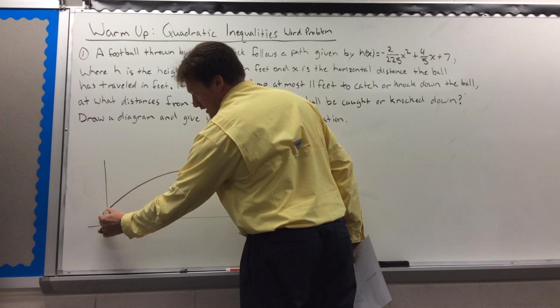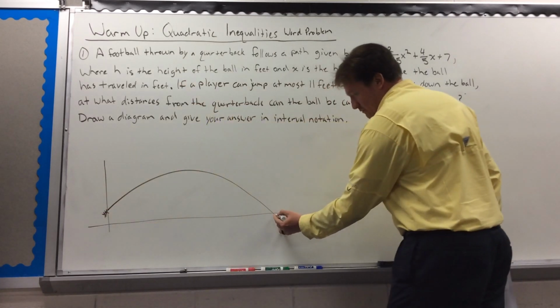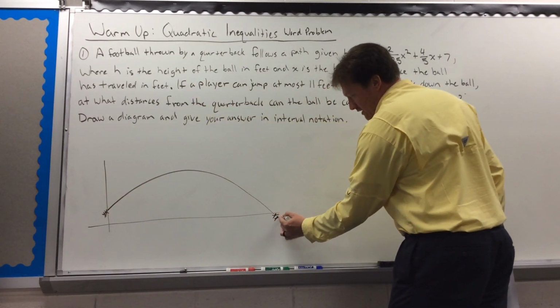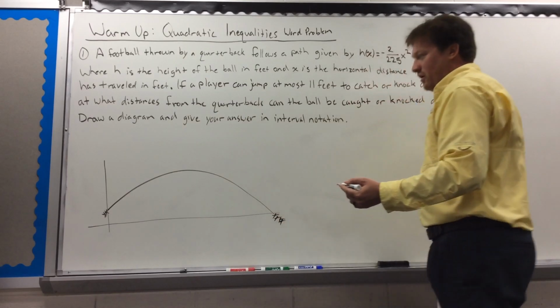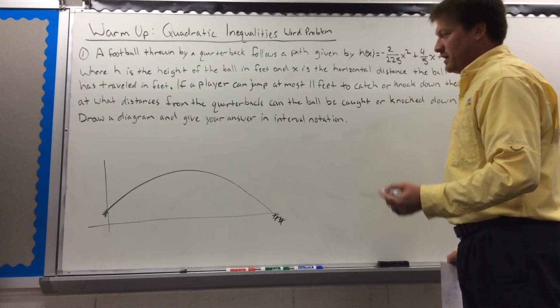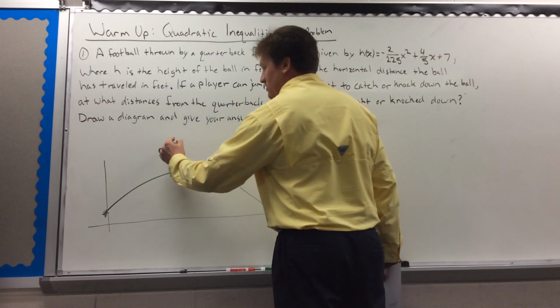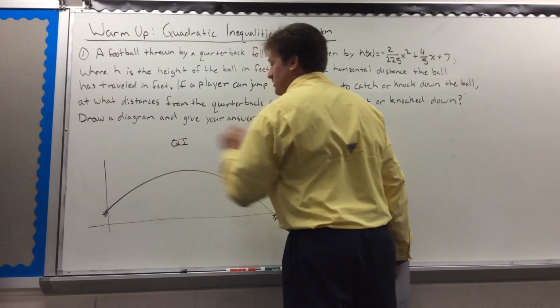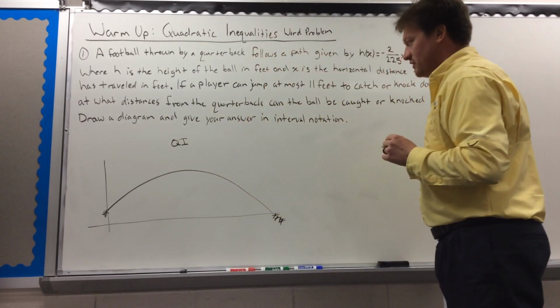So anything back here is not good, and anything below the x-axis is not good because you can't throw a ball and it go underground. So we need to make sure that we understand that we're stuck in quadrant 1. Okay, so we have restrictions on these graphs.